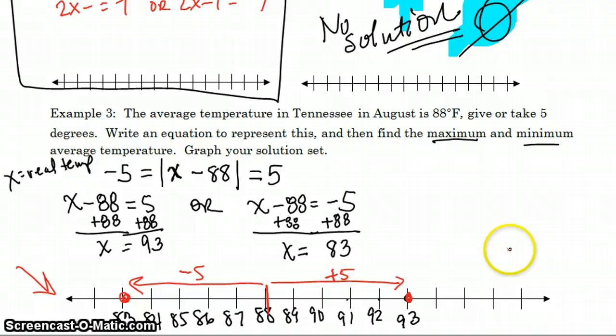Some of you think this way and didn't know how to make the equation, but after we practice you'll see how to set up that absolute value. All right, finish that one that we didn't do together and come to class ready to get busy on absolute value.